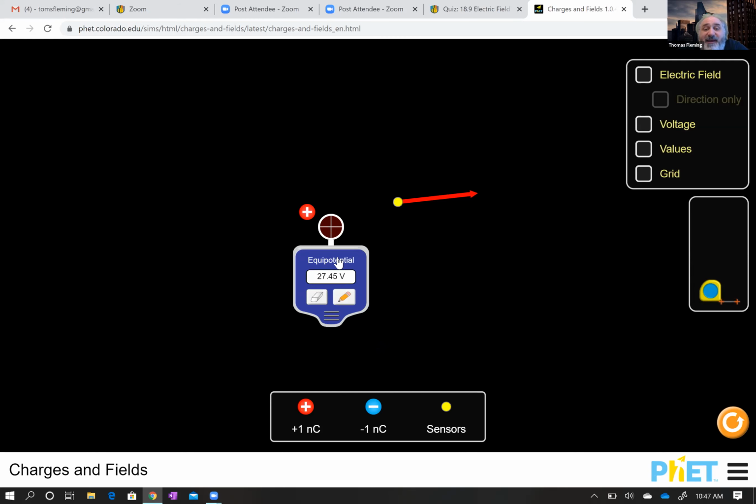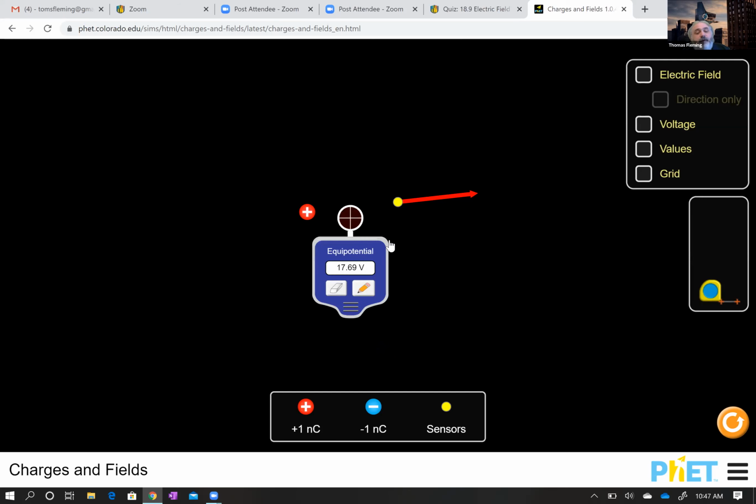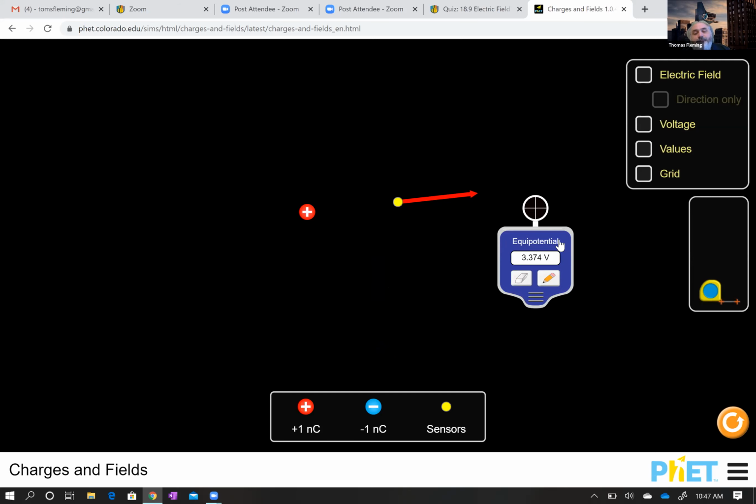Well, duh, I'm making R smaller, so the smaller R is, the bigger V ought to get. If I move further away, V is getting smaller. So far, so good?